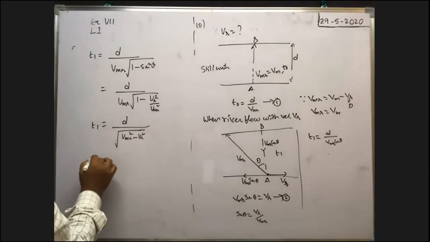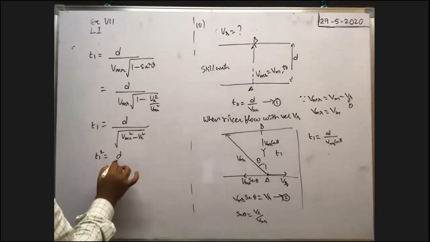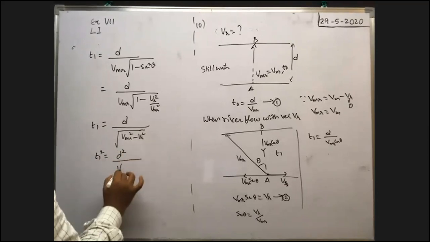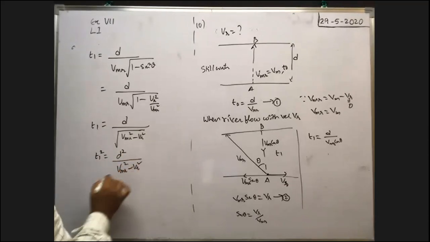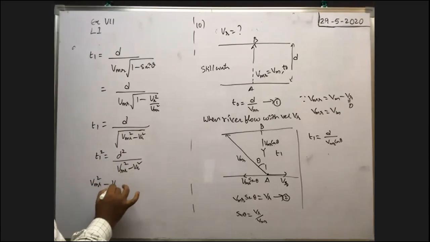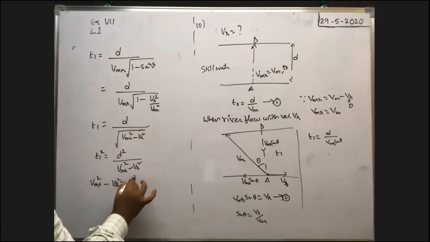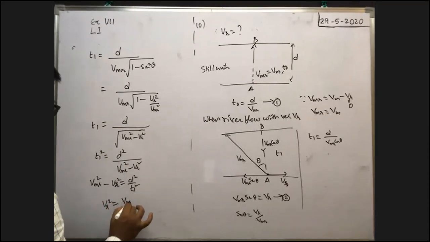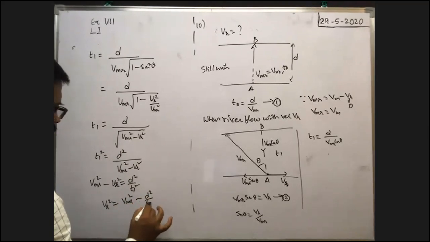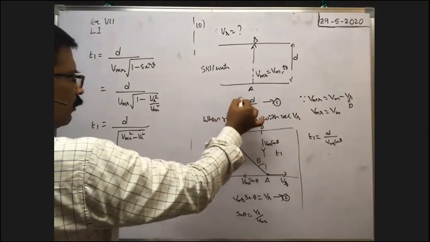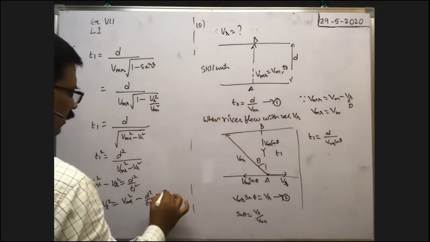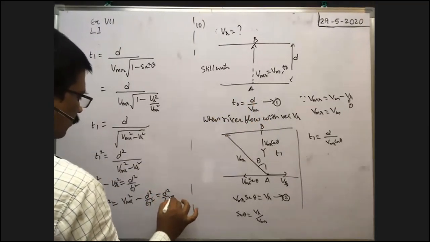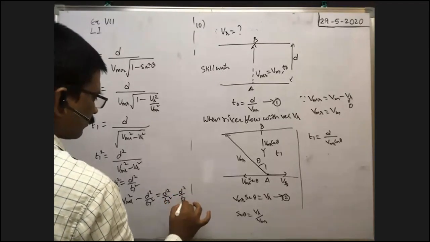Square on both sides. Then T1 square is equal to D square by VMR square minus VR square, as the root will be cancelled. Or VMR square minus VR square is equal to D square by T1 square, no? We need VR. So VR square is equal to VMR square minus D square by T1 square. Since VMR is equal to D by T naught, square is there. So D square by T naught square minus D square by T1 square.